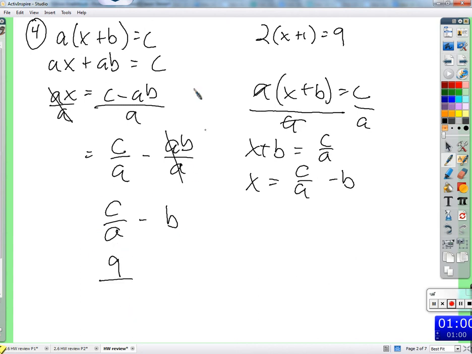So we replace C with 9, and A is 2, minus B, B is 1. 9 halves minus 1 is 9 halves minus 2 halves, that's 7 halves. Or 3 and a half.